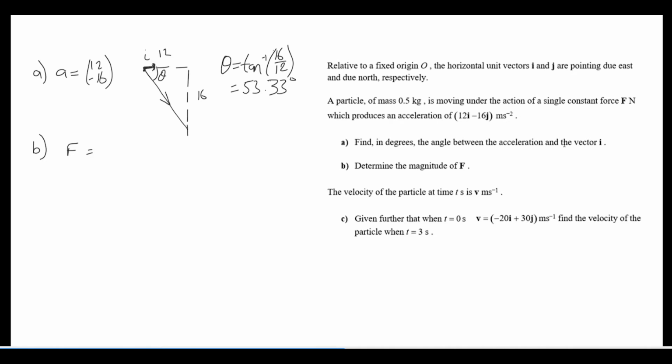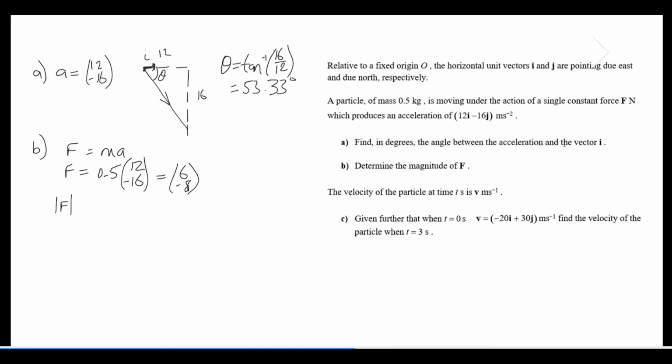Part B says we should find the magnitude of F. Okay, firstly, F is that force, and we're going to use F equals ma to get an expression in vector form for that force. So we'll just substitute the mass of 0.5 and the acceleration vector. That gets us 6, negative 8 for the force in vector form.